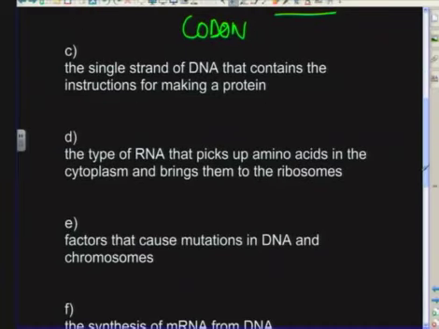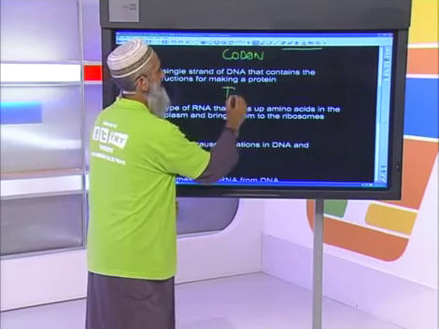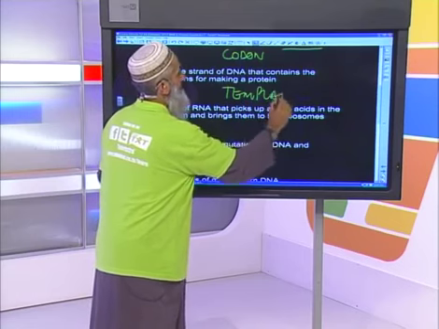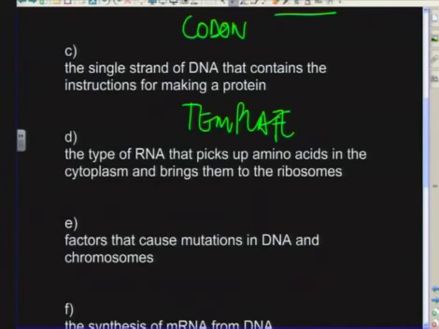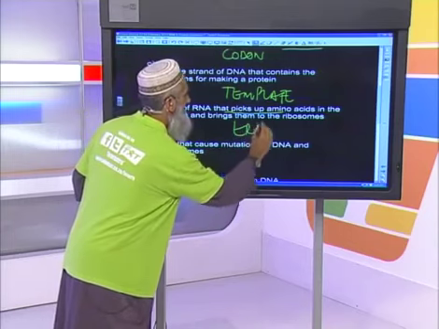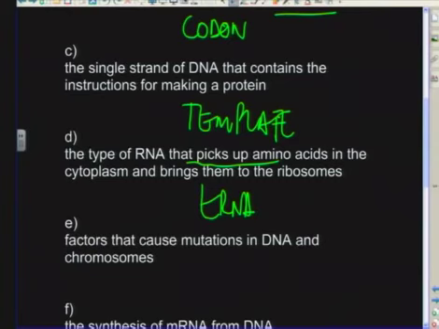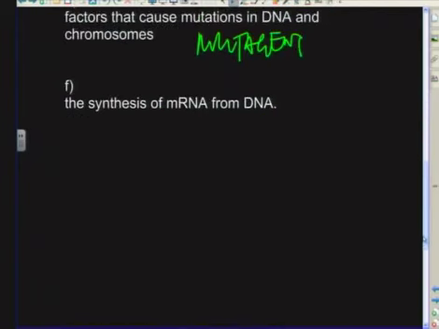The single strand of DNA that contains the instruction for making a protein, the one that shows the code, we call it the template. The template or the mold. The type of RNA that picks up amino acids in the cytoplasm and brings them, that's easy. The word picks up tells you something about what I told you earlier: the transfer RNA. And factors that cause mutations in DNA and chromosomes are called mutagens. The synthesis of mRNA from DNA, formation of mRNA from DNA, this is known as transcription.